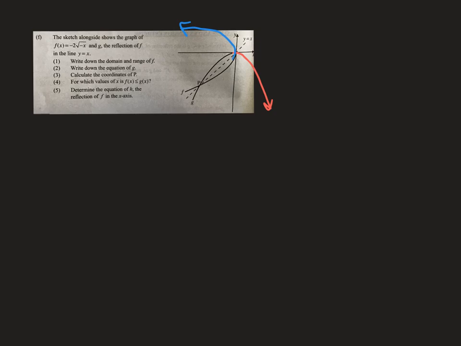It might help us later on. Let's see. Write down the domain and range of f. So if we're looking at f over there, the domain would obviously be that x is less than or equal to 0, and the range would be y, your negative y values, less than or equal to 0.